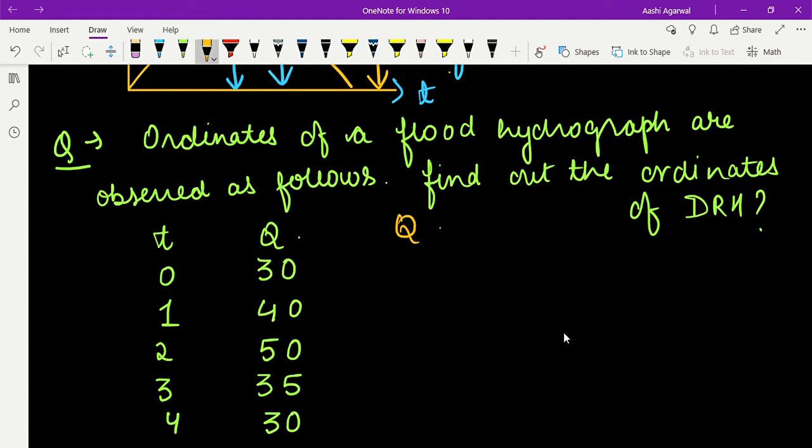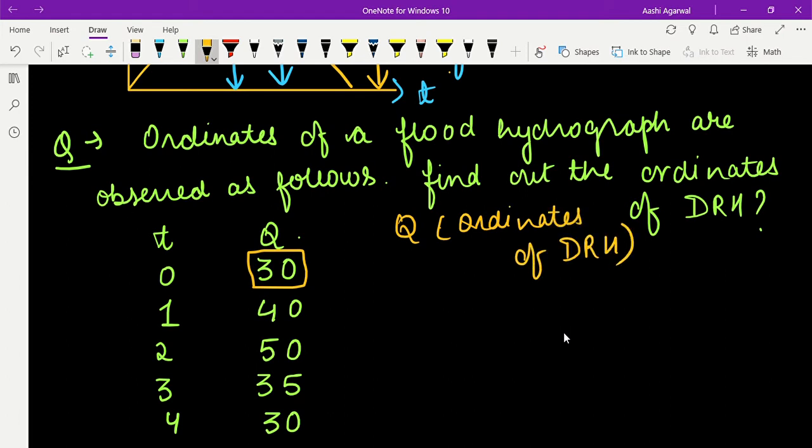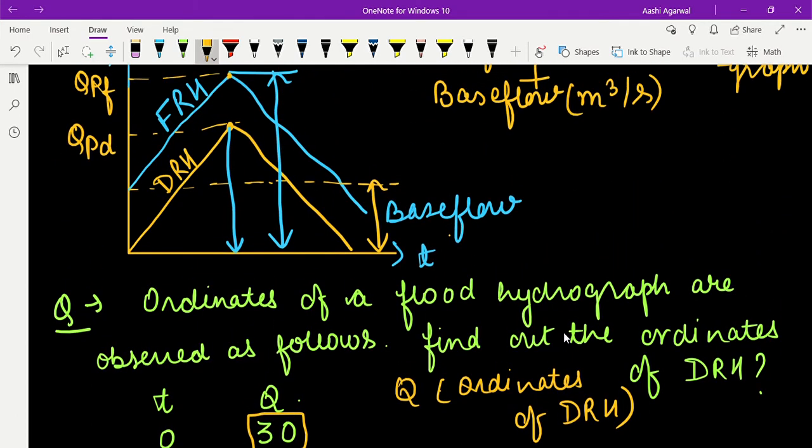Now suppose in this case nothing is given, so you can take this value as base flow, because base flow is nothing but the value of discharge at the beginning, when the rainfall has not started and the runoff has not started building up. Whatever is the value of discharge then, you can take as base flow and solve the problem. These are the ordinates of DRH, that is direct runoff hydrograph. Nothing is mentioned about base flow. At t equals 0, whatever value is there, this t equals 0 is the time of getting the runoff in the river.